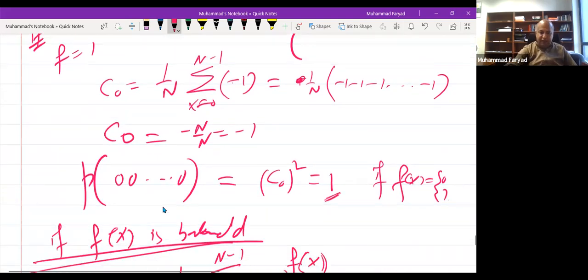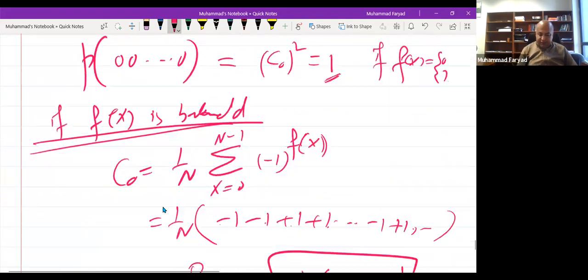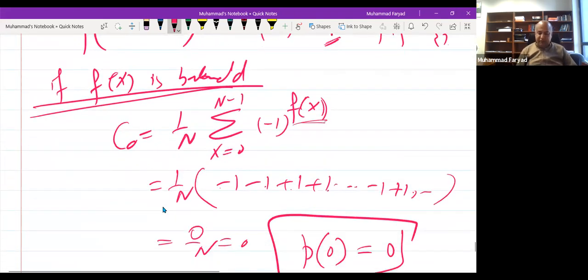If f of x is balanced, it means that half of the time this is 0, half of the time this is 1. So all of you understand that this is a sum, right? So you evaluate each term for each value of x, and you write these numbers and then add them. So when this is 0, you get +1. When this is 1, you get -1, and then you add them all up. And since half of them are plus, half of them minus, the addition goes to 0.